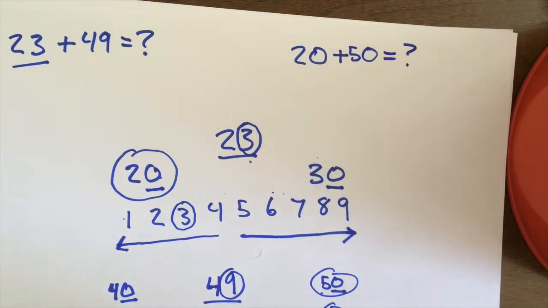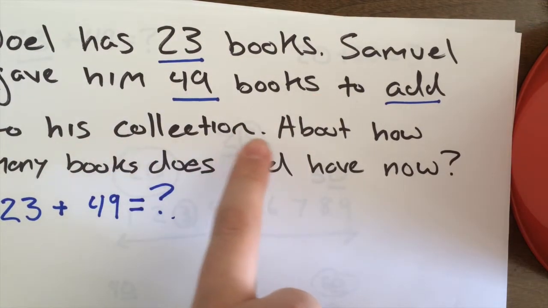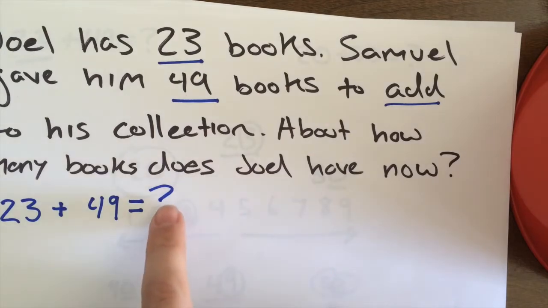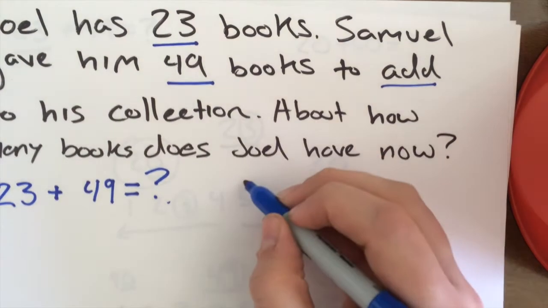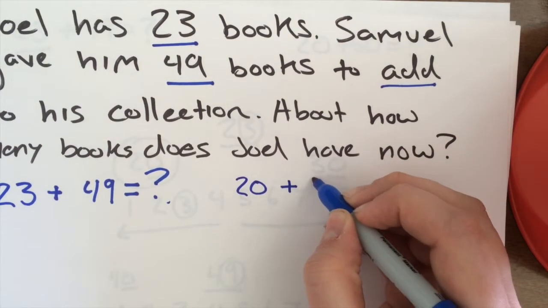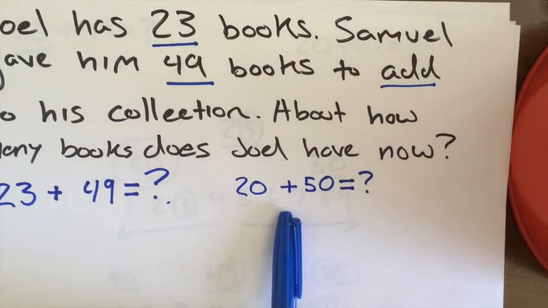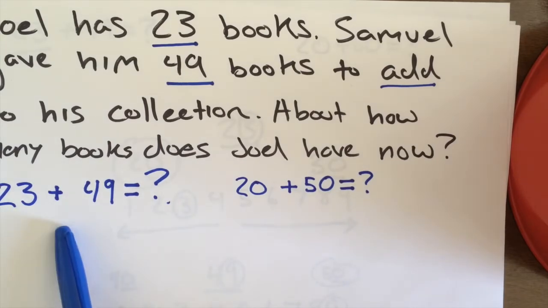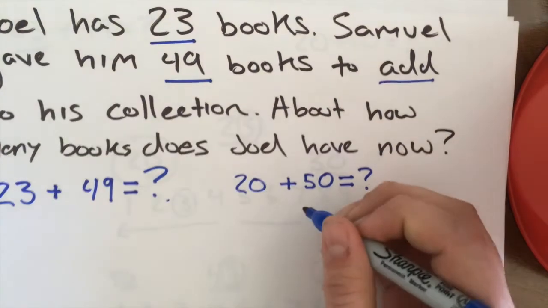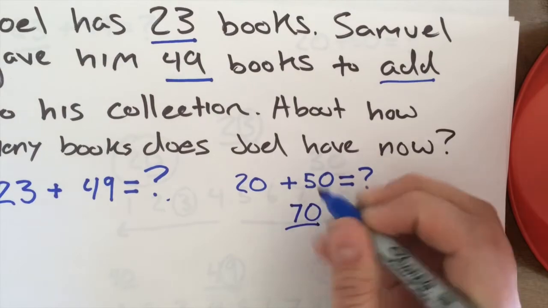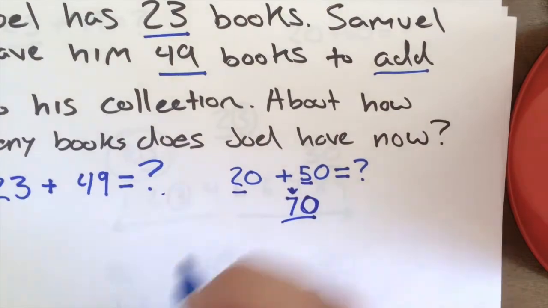Let's go back to our original problem. Joel has 23 books. Samuel gave him 49 books to add to his collection. About how many books does Joel have now? Well, we just got our new rounded numbers, so let's put them in. 20 books plus 50 books equals what? This problem is a lot easier than solving this problem. So what is the answer to 20 plus 50? Well, it's 70. 2 plus 5 is 7, and then the 0 in common, 70.